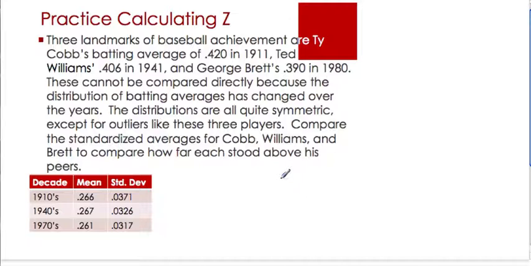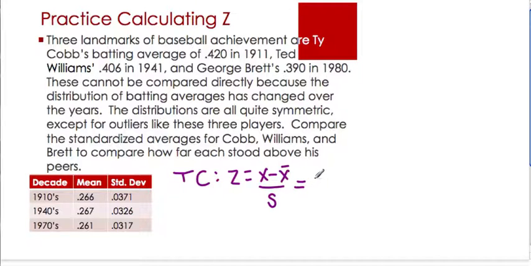The distributions are all quite symmetric except for outliers like these 3 players. Compare the standardized averages for Cobb, Williams, and Brett to compare how far each stood above his peers. And like I said, we're going to do this with z-scores. So let's go ahead and start with Ty Cobb. We know that z is equal to x minus the mean divided by the standard deviation.